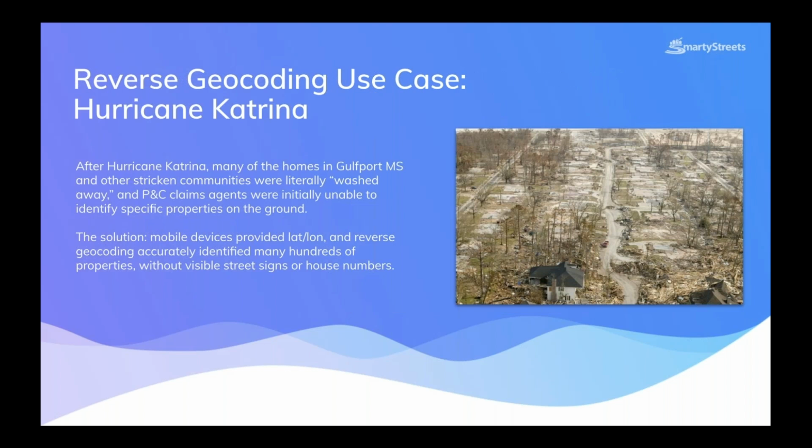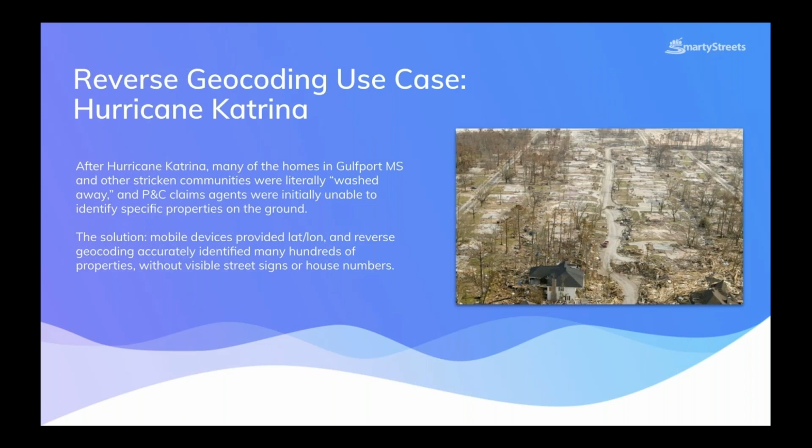I'd like to give you a reverse geocoding use case. Most of you probably remember Hurricane Katrina, unless you're very young. After Hurricane Katrina, many of the homes in Gulfport, Mississippi, and other communities nearby that were stricken by this were literally washed away. And P&C claims agents were initially unable to identify specific properties on the ground.